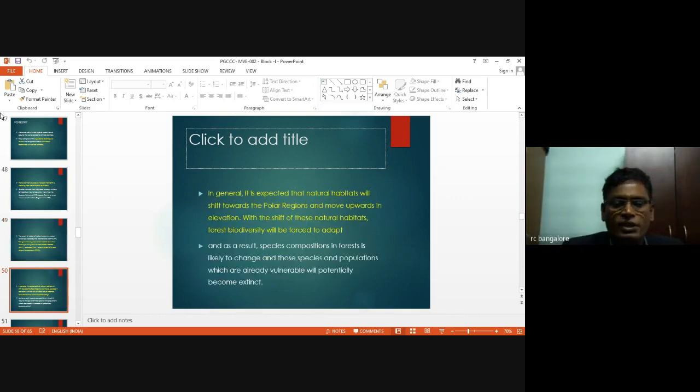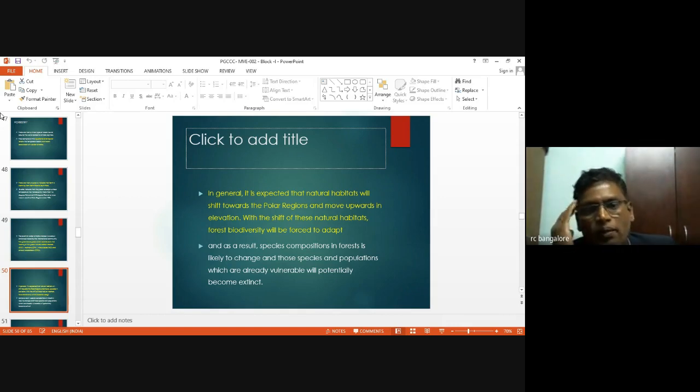In general, it is expected that natural habitats will shift towards the polar region and move upwards in elevation. With the shift of these natural habitats, forest biodiversity will be forced to adapt. Because of these changes in the climatic conditions or changes in temperature in different places, what will happen? The biodiversity will also be forced to adapt to new conditions.